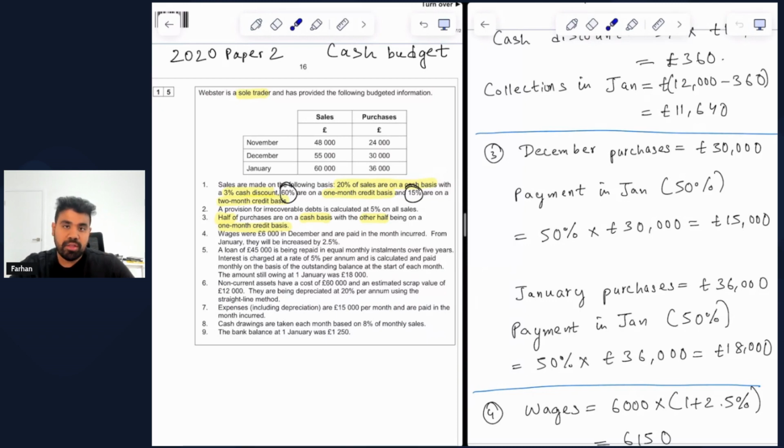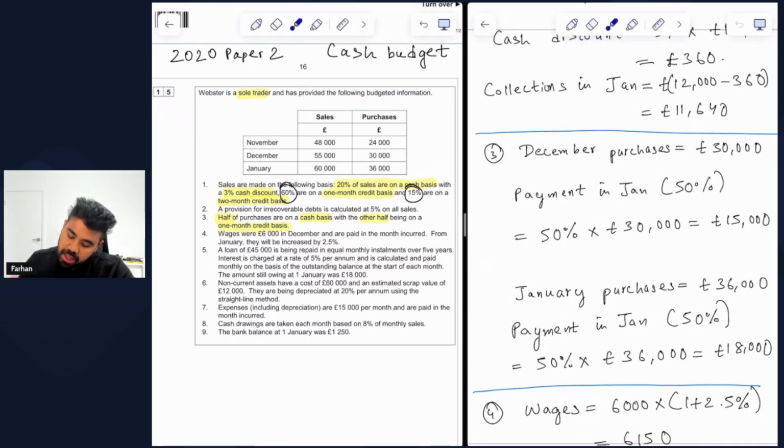Therefore, the month of January isn't really coming here, and therefore we don't need to be worried about the purchases we are making in November. But let's look into the purchases we have made in December, which is £30,000 as given in the table.